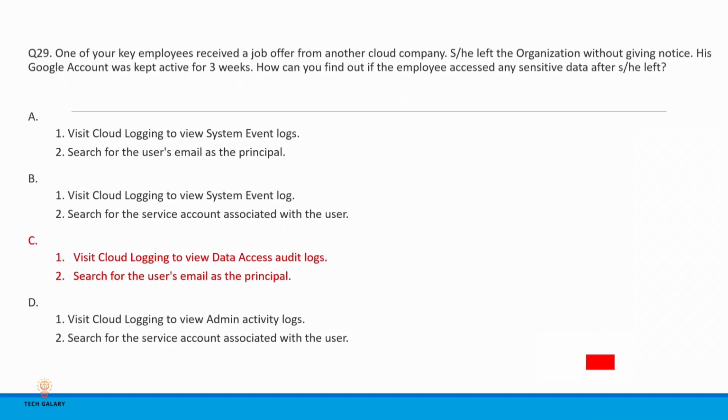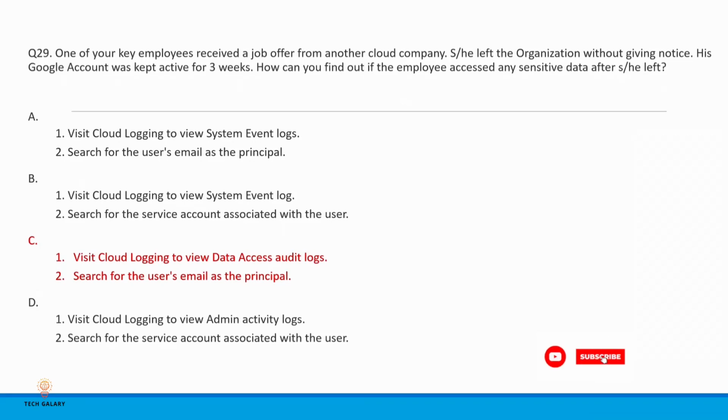Now let's take a look at option B. Visit cloud logging to view system event log. Search for the service account associated with the user. Again, with these system event logs, we will not be able to fetch the details specific to that user, whether that employee has accessed any sensitive data. So option A and B are not correct.